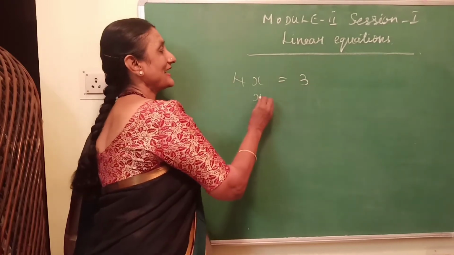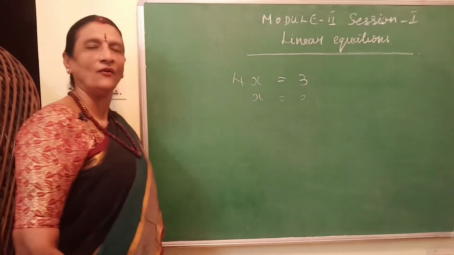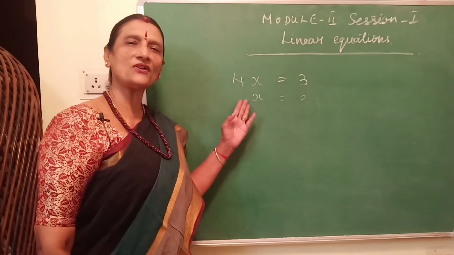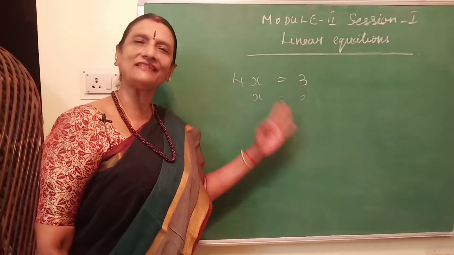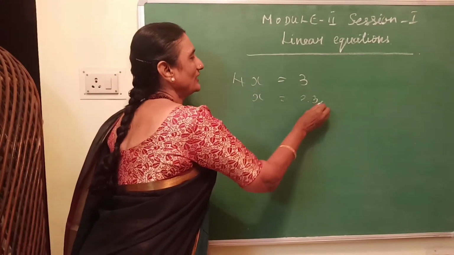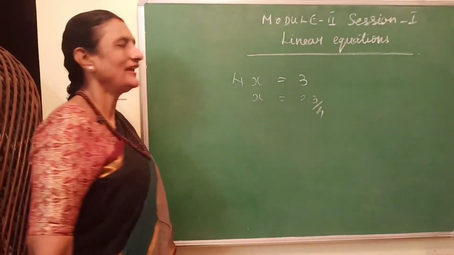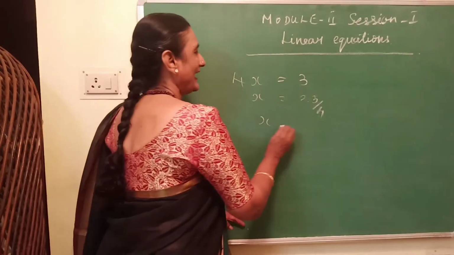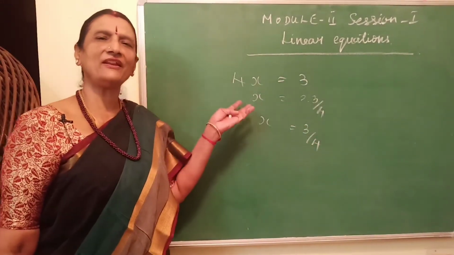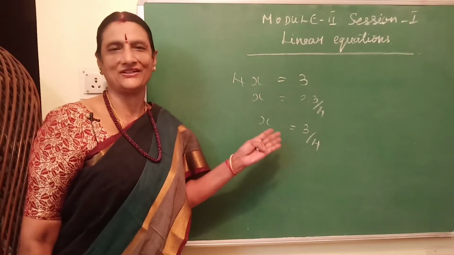So what is x equal to? What is the meaning of 4x equal to 3? It is 4 times x is equal to 3. So for 1 time x, what should we do? We have to divide by 4 and get the answer as x is equal to 3 by 4. This is a very basic form of linear equation.